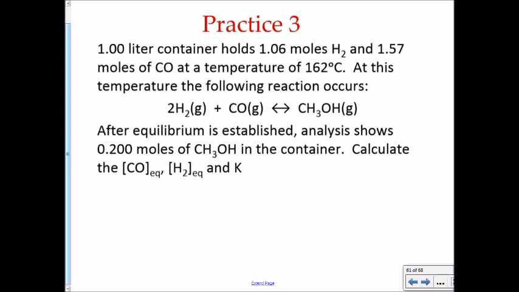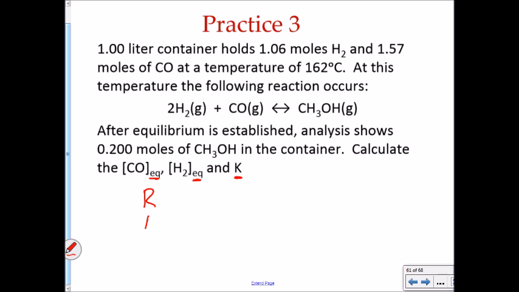It tells us the hydrogen and the carbon monoxide. At this temperature, after equilibrium is established, it shows us that we have 0.2 moles of methanol in the container, so we know the equilibrium concentration, if we calculate that right, of our methanol, and then we can solve for the other components. What is the equilibrium concentration? That's what this EQ here means. Concentration means brackets, so EQ, equilibrium concentration of our hydrogen and our K. So that's what we're going to do.